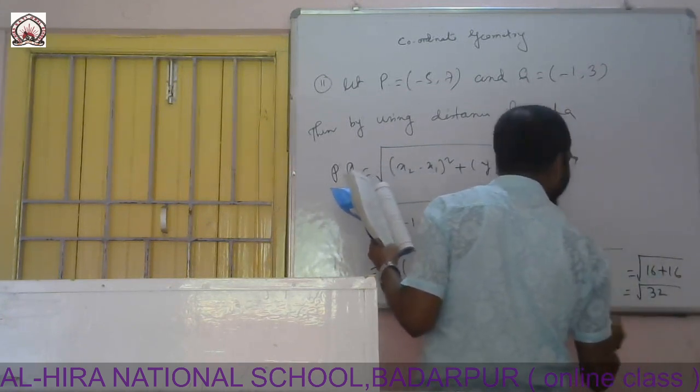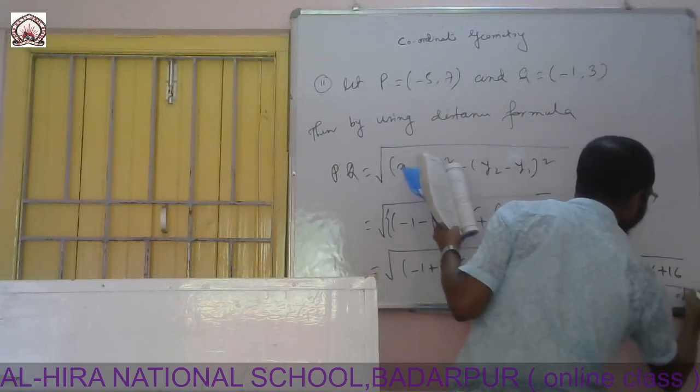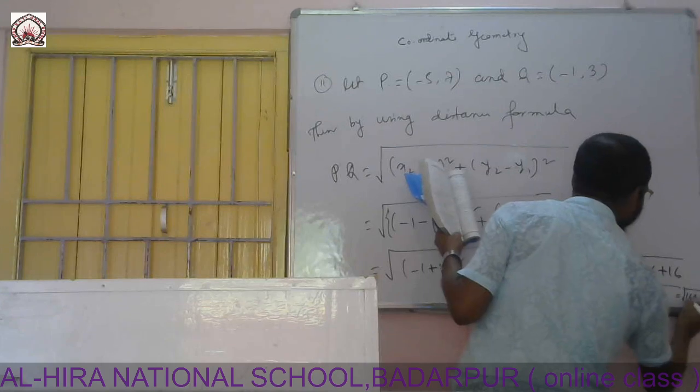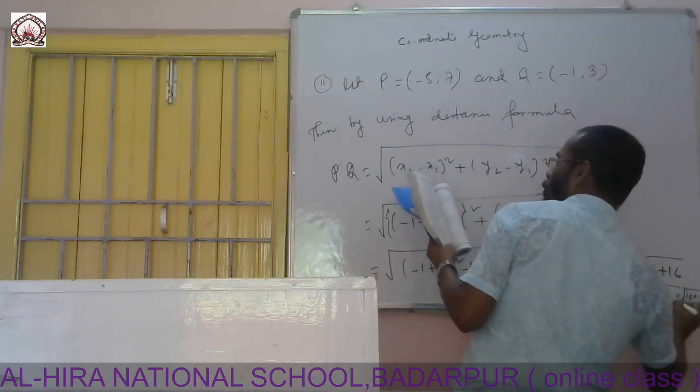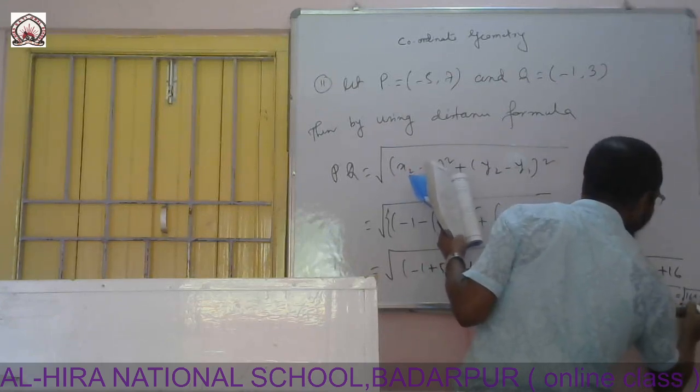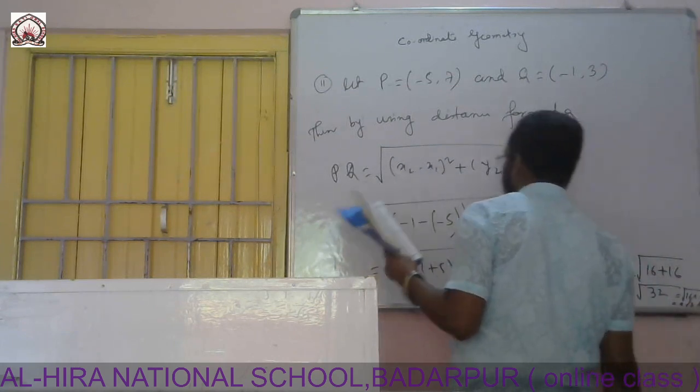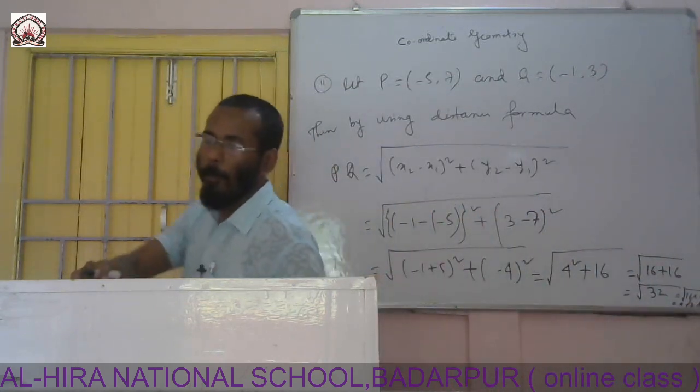The 32 we can break, it is root 16 into 2, that is 4 root 2 square units. Okay.